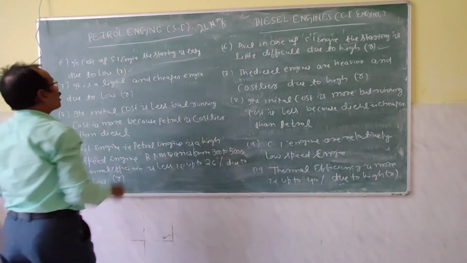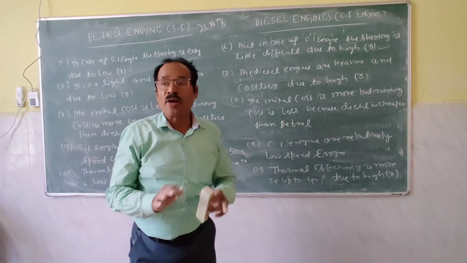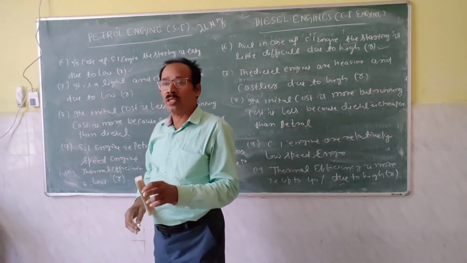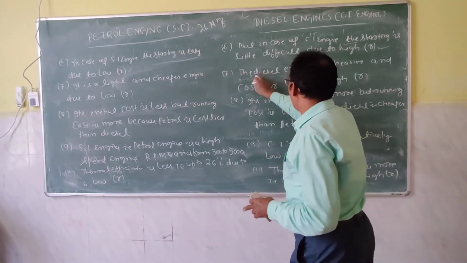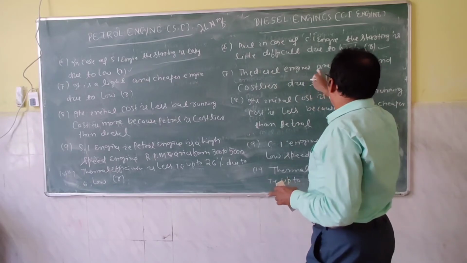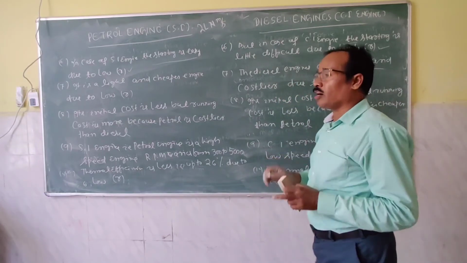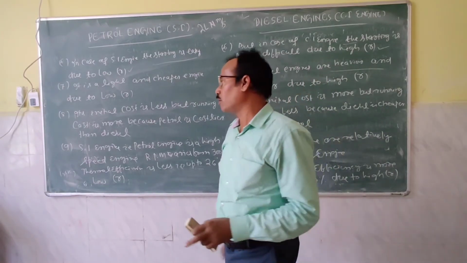Petrol engine or SI engine is a light and cheaper engine due to low compression ratio. But in case of diesel engines, the engines are heavier and costlier due to high compression ratio.